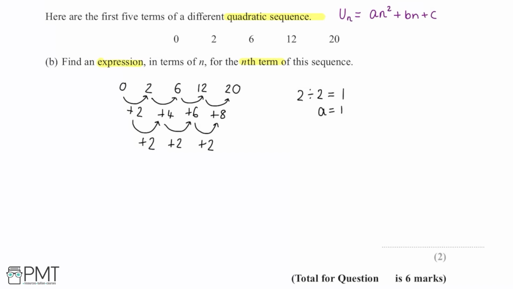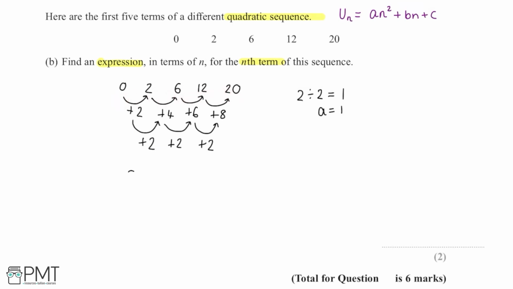We now just need to find the value of b and c, so the bn plus c part, and for this bit we can manipulate it beforehand and then solve it as a linear sequence. So what we need to do is subtract one lot of n squared, because a is 1, from the original sequence that we have here.